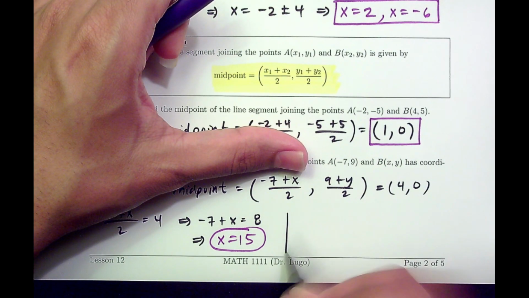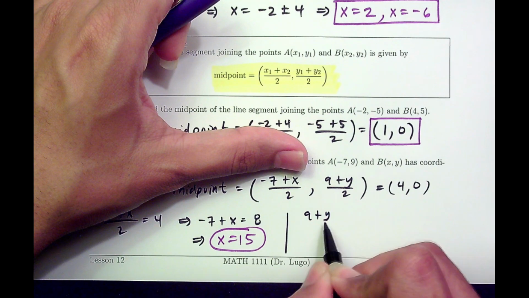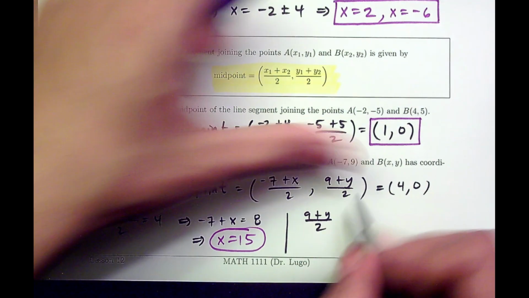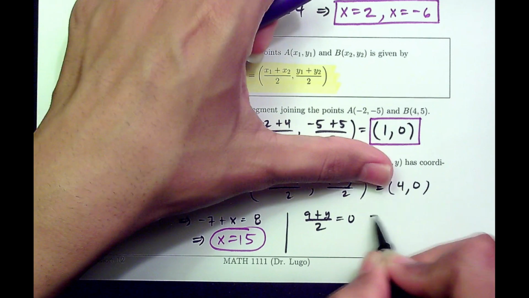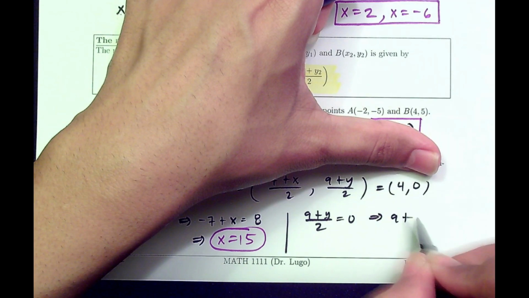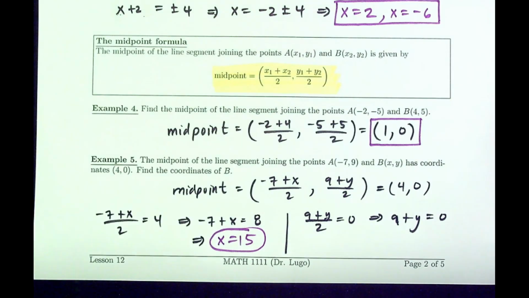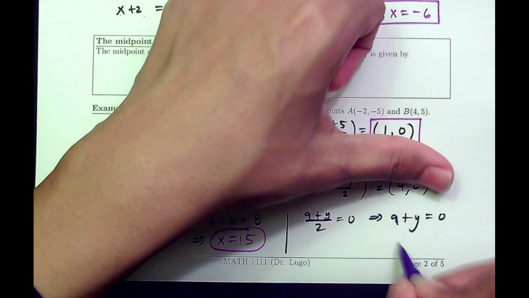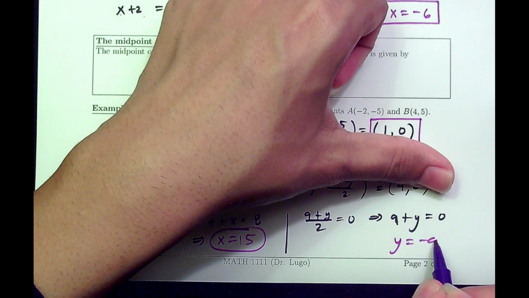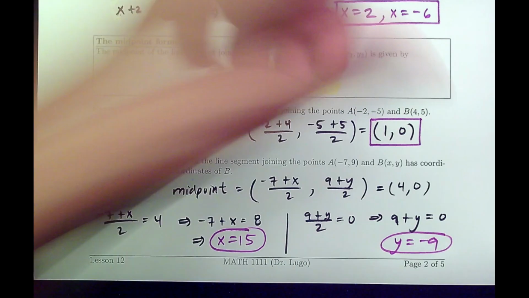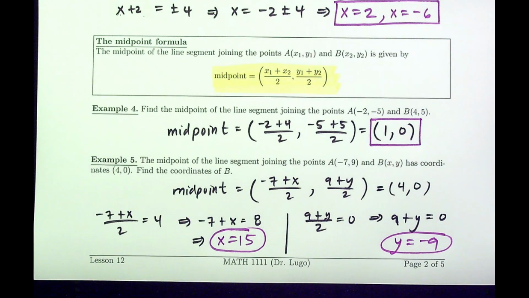And to find y, now (9 + y) over 2 equals 0. Multiply by 2, you get 9 + y = 0. And then that, of course, gives you y = -9. And that's it. We found the coordinates of B. So B is (15, -9). We found the x and the y, the coordinates of B.